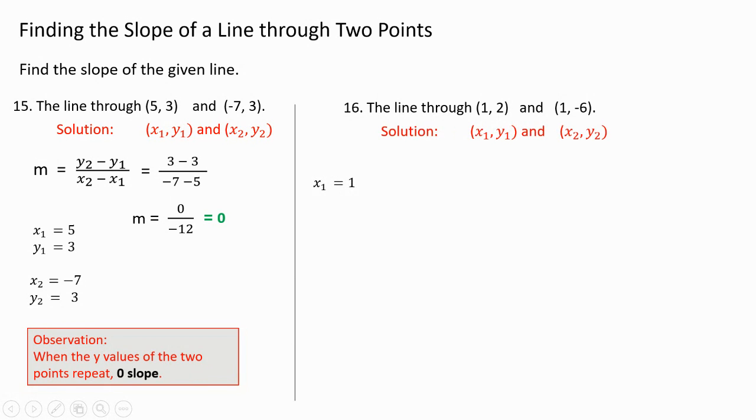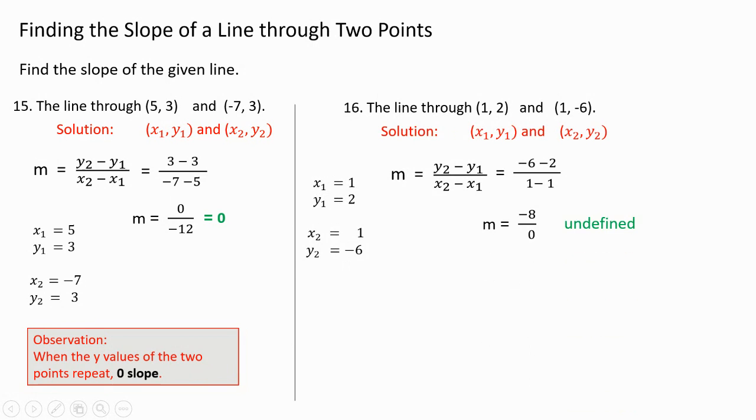So x1 is 1, y1 is 2, x2 is 1, and y2 is -6. So we plug them in, right? So y2 is -6, y1 is 2, x2 is 1, minus x1 is 1. This will give us -8 over 0, so this will be undefined.